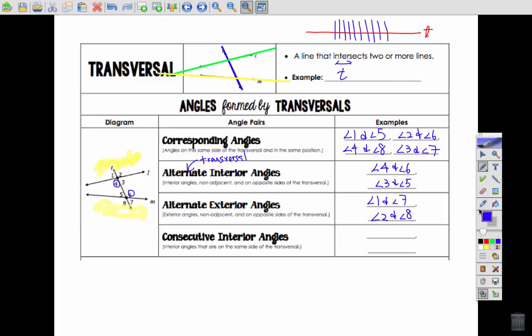Finally, the weirdest one in my opinion is called the consecutive interior angles. They're interior angles right next to each other, on the same side. If you look at angle 4 and 5, they are on the same side and interior. By the same token, angle 3 and angle 6. All right, so this part is pretty self-explanatory.